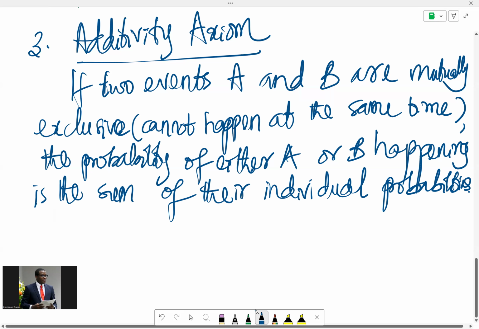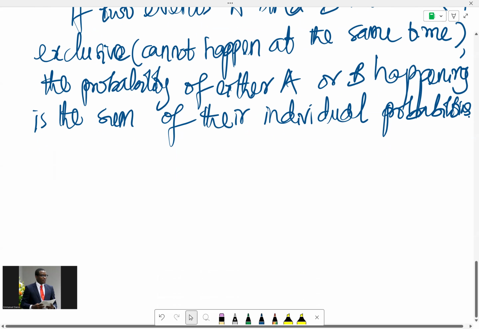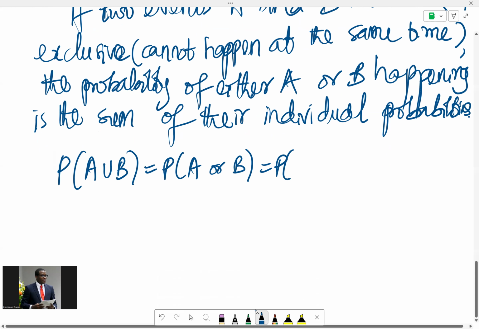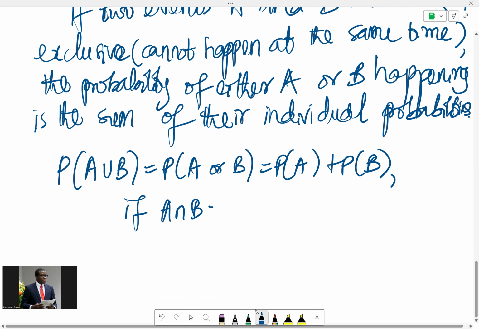This actually applies to the previous example of the sample space. The probability of getting a head when you toss a coin is 1/2. The probability of getting a tail is 1/2. So the probability of getting either a head or a tail is the sum of the probability of getting a head plus the probability of getting a tail, and that gives you the 1 that we see in the sample space.